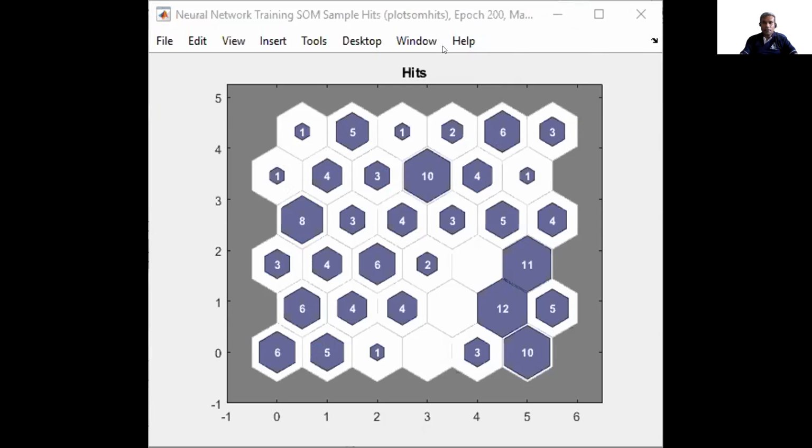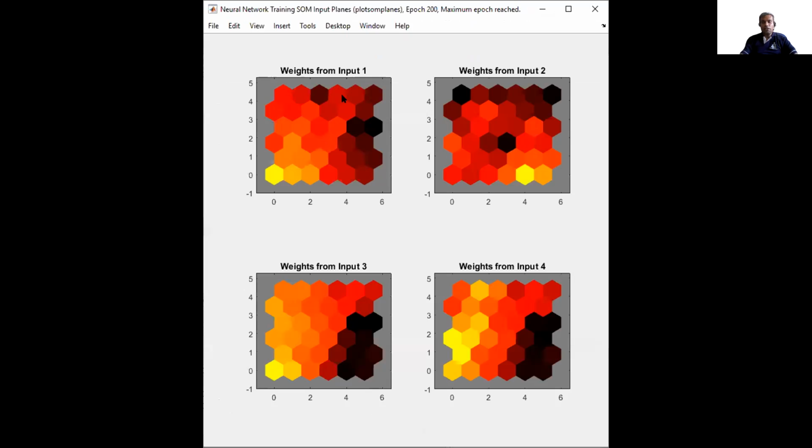And this is how our samples and weights are distributed. If you look at the input planes, there's another button called input planes, which basically describes how flowers are categorized based on the different inputs. Now there are 4 inputs. You can see there are different ways. For example, in the 4th input, you can see this side is dark and this side is light.